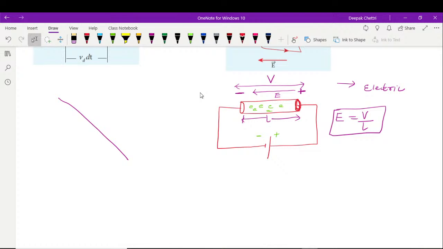Now whenever you go and buy a battery from a shop, you will see 1.5 volt or sometimes 3 volt written there. And if you buy a bigger battery, this number will go on increasing. So 1.5 volt is the potential difference that is being created. More potential difference, more current.